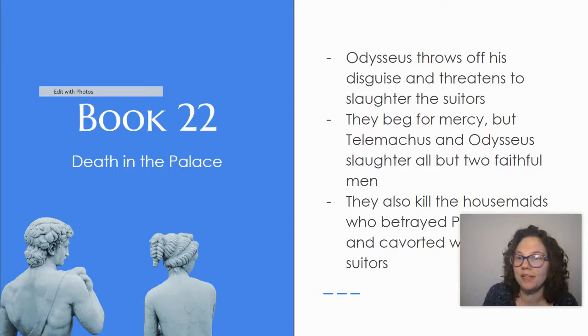So what ends up happening is he shoots an arrow through the rings after stringing the bow that no one else could do. And so in a very dramatic moment, he throws off his disguise. Athena transforms him back into his former glory. Everyone realizes who he is, and he basically says, "You guys are done. This is it. You are done, courting my wife and harassing my servants and threatening to kill my son. It's over."